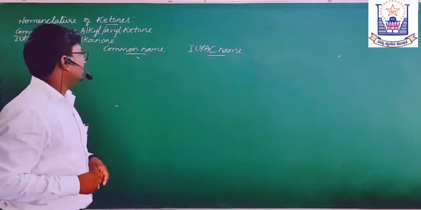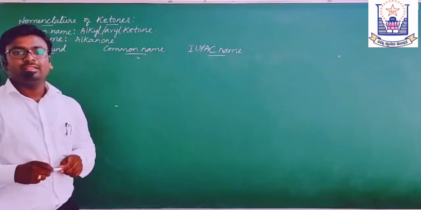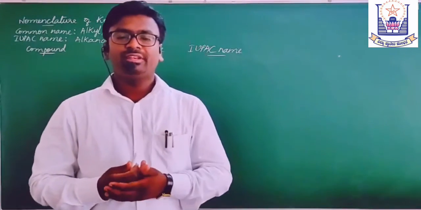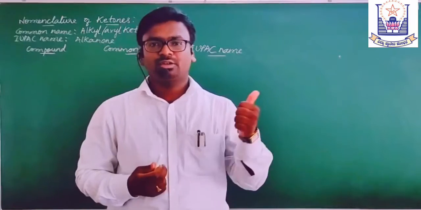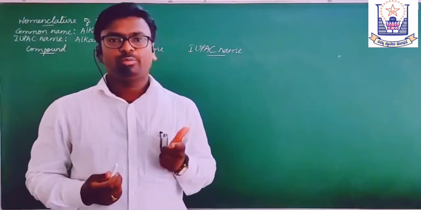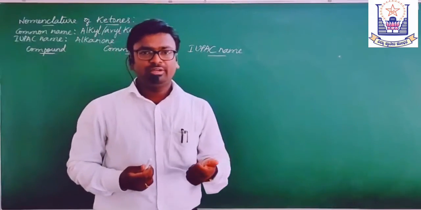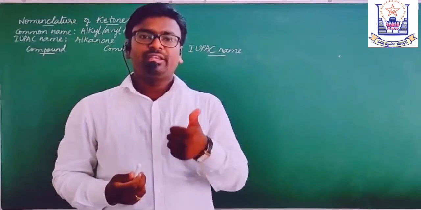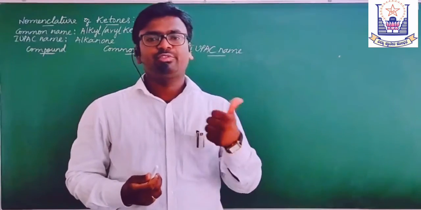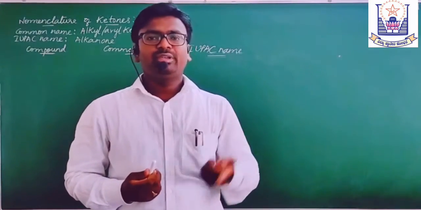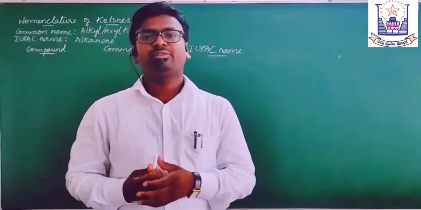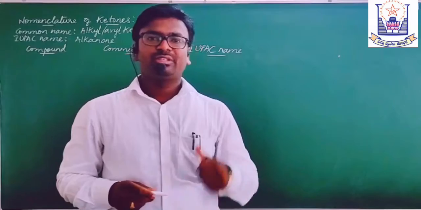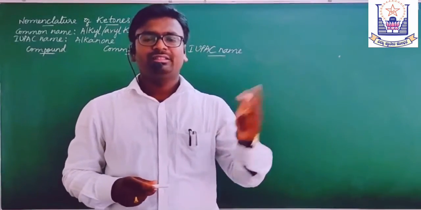The nomenclature of ketones. As we know, organic compounds generally have two names: one is the common name and the other is the IUPAC name. Common names are given based on the sources from which the compound is extracted, and the IUPAC name is given based on a set of rules called IUPAC rules. It will follow the sequence prefix, word root, and suffix.